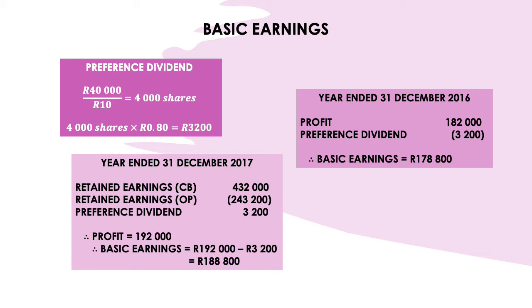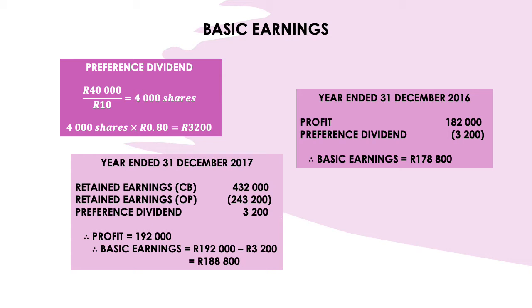Now that we have the preference dividend, let's take a look at the basic earnings calculation for the 2016 financial year. This one was quite easy as we were given the profit for the year of 182,000, and we have now calculated the preference dividend to be 3,200 Rand. Therefore, basic earnings for the 2016 financial year, if you do the math, amounts to 178,800 Rand.